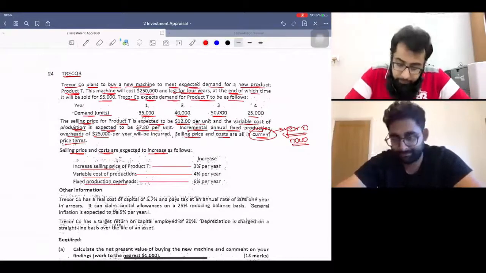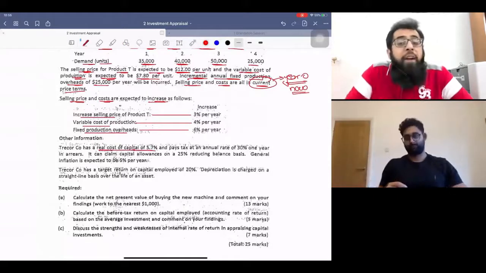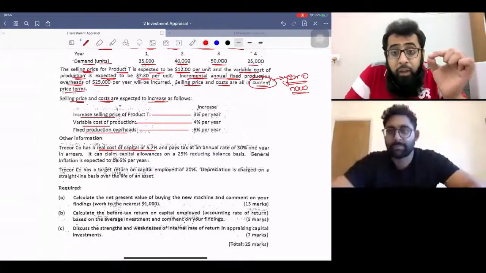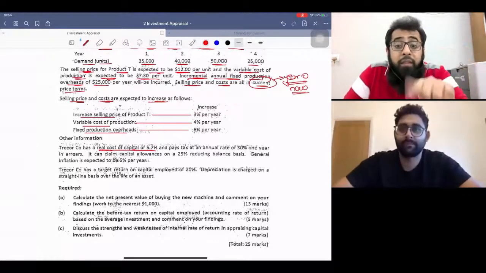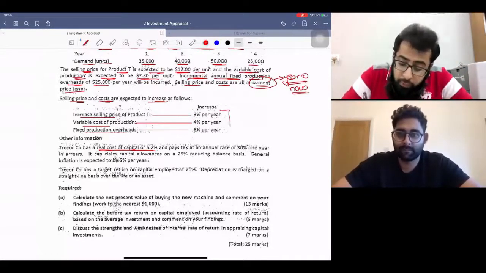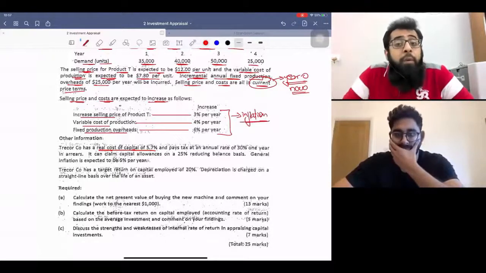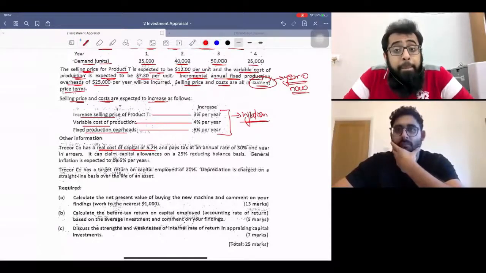Tricor Company has real cost of capital of 5.7%. Now, real cost of capital means the one which is uninflated. And these cash flows, now these are the inflation rates. When I inflate the cash flows, I want the nominal rate.